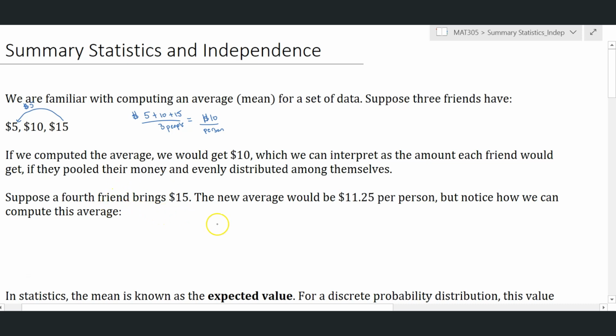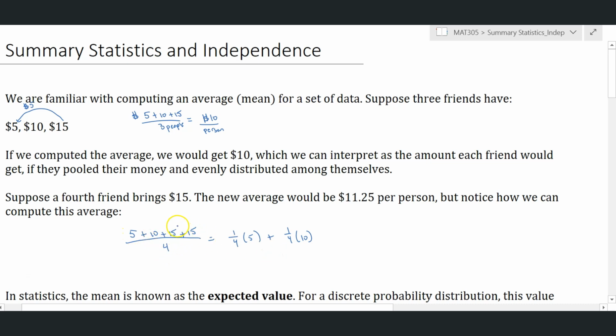Now, suppose a fourth friend brings $15. The new average would be $11.25 per person. But notice how we can compute this mean. One way would just be to take the 5 plus the 10 plus the 15 plus the new 15 and now divide by 4. But what I want you to focus on here is how this can be done alternatively. Really, this is 1/4 times 5 plus 1/4 times 10, basically just taking 5 over 4, 10 over 4.